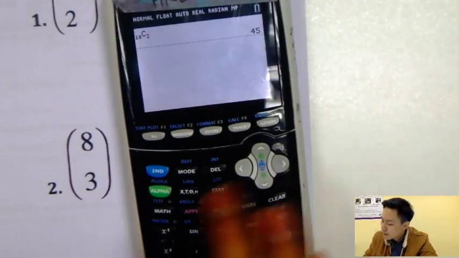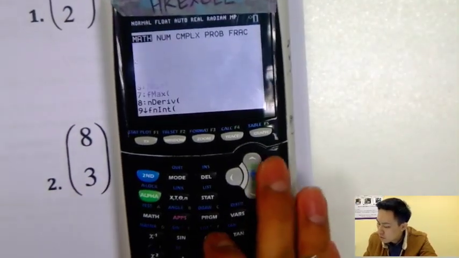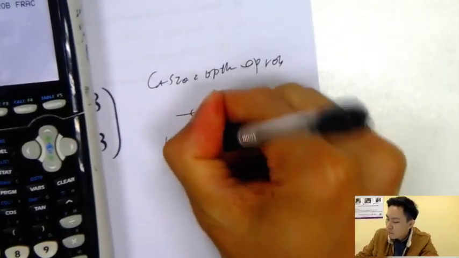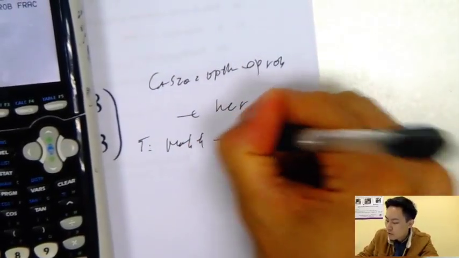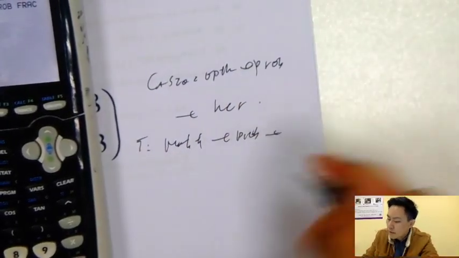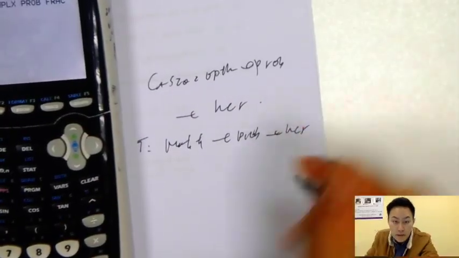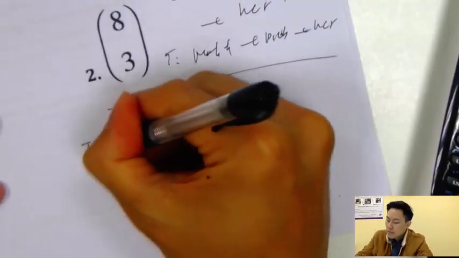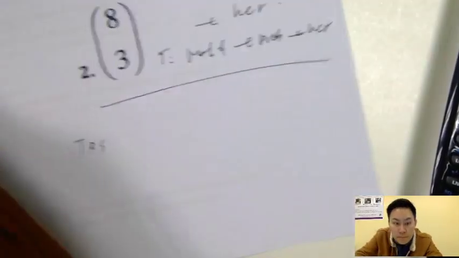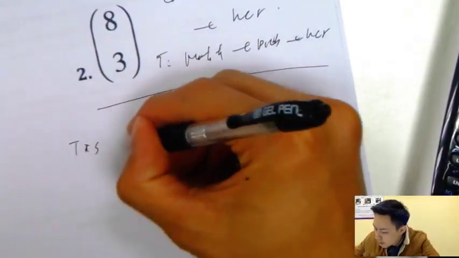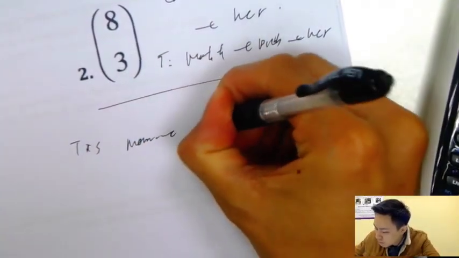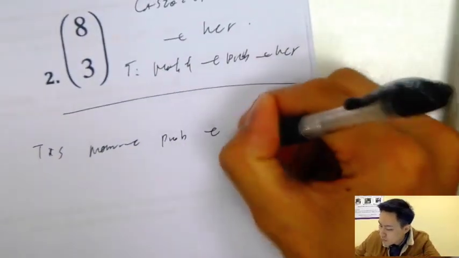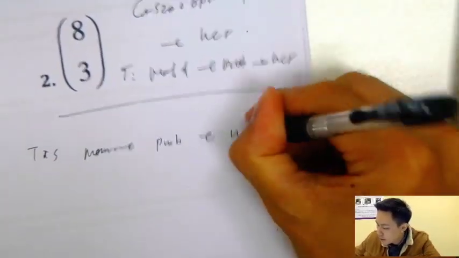For the Texas model, you go to math, and then you go to probability. You can see nCr again, and then just type it in. But for the TI-Nspire model, you have to go to menu, and then you go to probability, and then you go down and you see the nCr button.